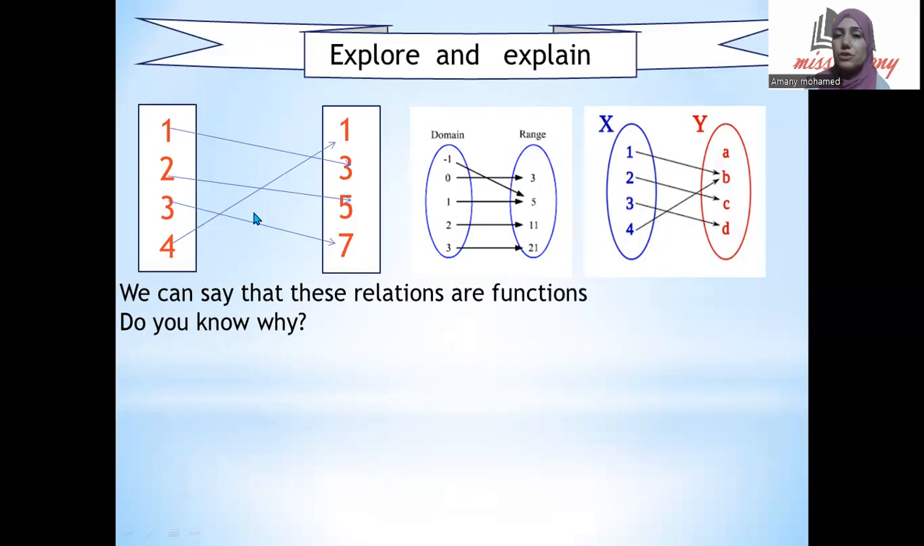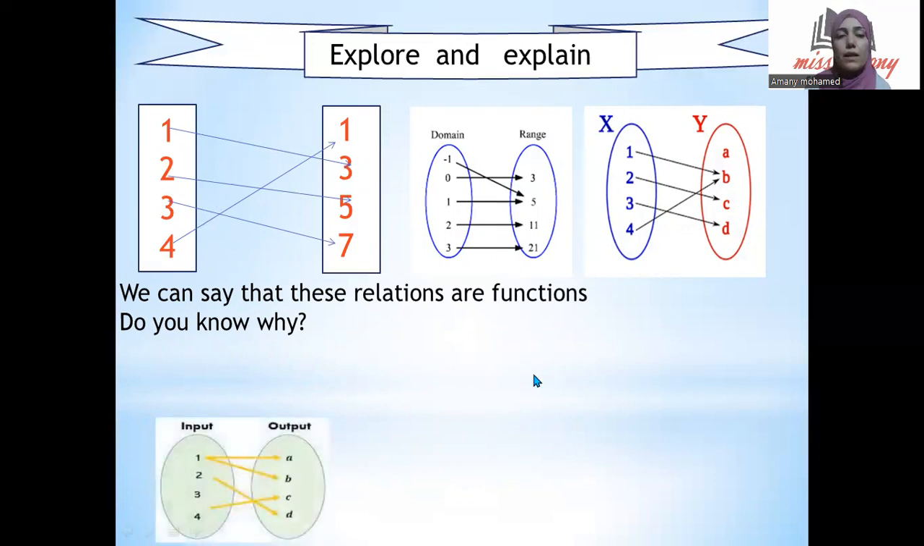Because each function is a relation between two sets. In the first relation, its elements have one and only one image from the second set. Okay? So number 1 has one image, number 2 has one image, number 3 has one image, and number 4 also, and so on.